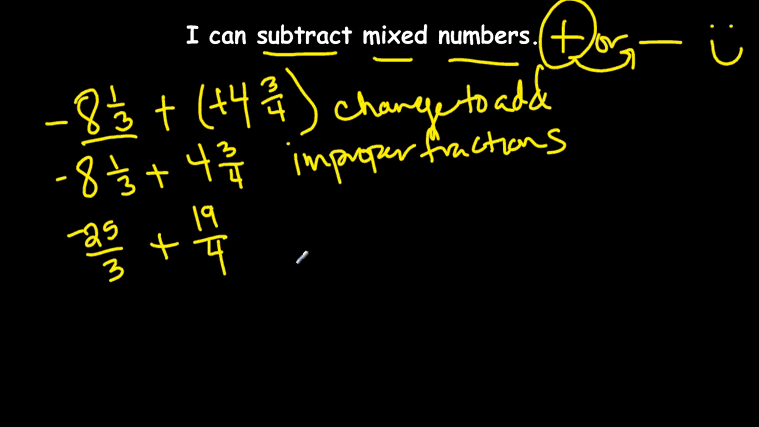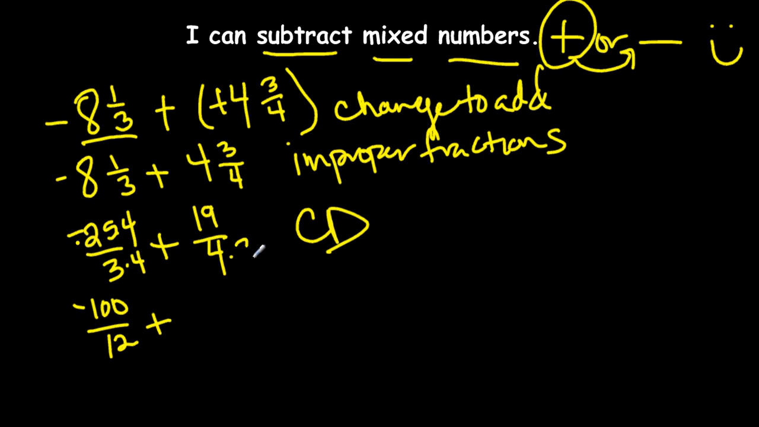Remember that one's positive. Okay, so now my next thing is when I'm adding or subtracting, I always need a CD, common denominator, right? So that's my next step. I'm going to go ahead and find a common denominator. Here I'm going to multiply top and bottom by 4, which is going to give me negative 100 over 12, plus multiply top and bottom by 3.